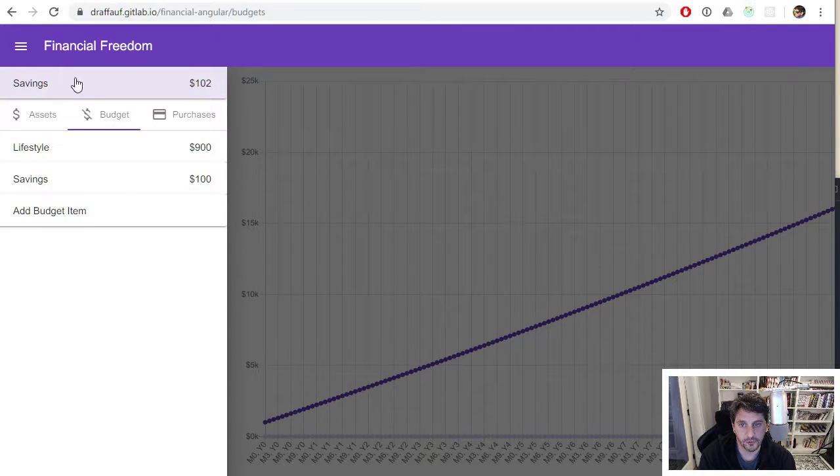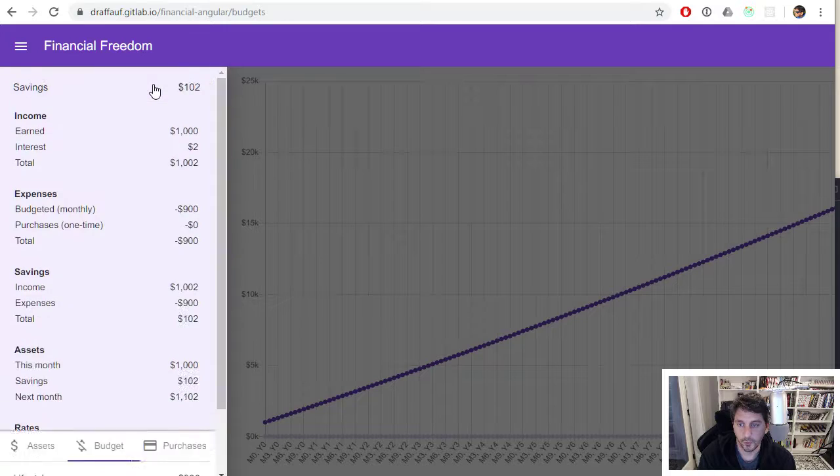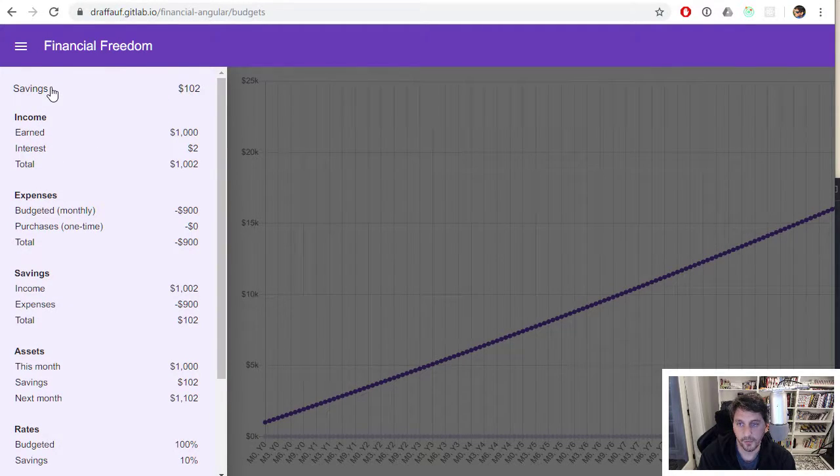And you'll notice also our savings up here jumped from just being $2 for the interest up to $102, which is good. So now maybe a good time to just take a quick look at this report here. If you click on that savings, you'll see there's actually quite a bit more detailed report that's showing you're earning $1,000 in income a month. You're earning a little bit of interest each month. The total that you're earning is $1,002.